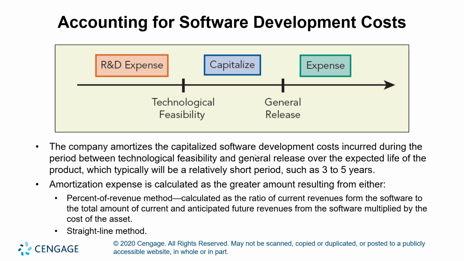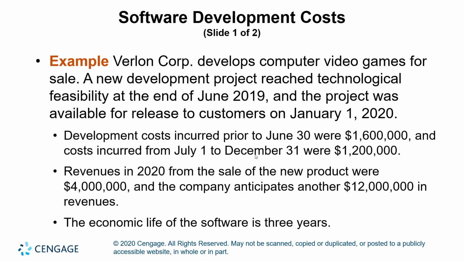Amortization is calculated as the greater of either the percentage of revenue method, calculated as a ratio of current revenues for the software to the total amount of current and anticipated future revenues from the software, multiplied by the asset, or straight line.